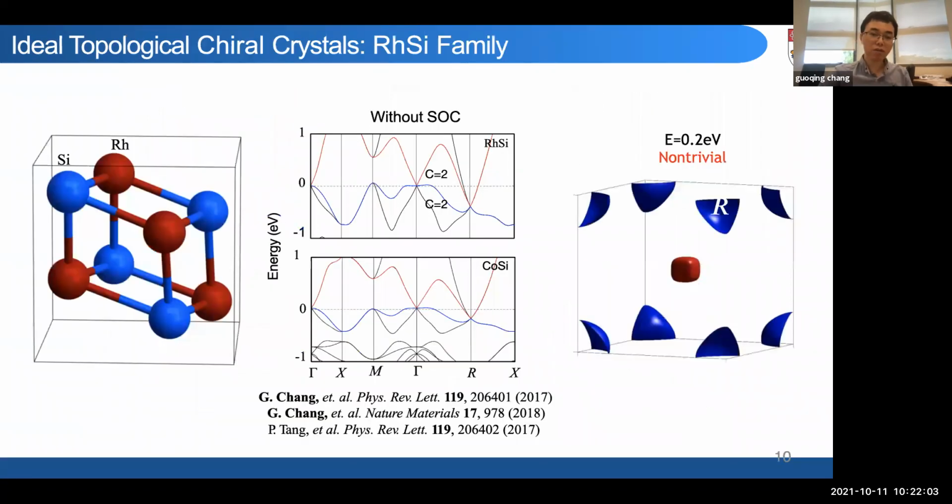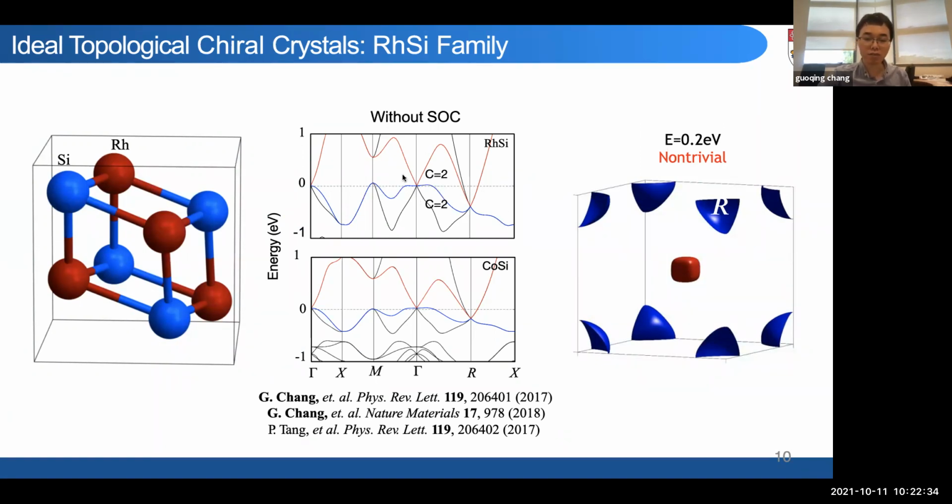Following this idea, we started finding material candidates to best realize our idea. So this RhSi family is the best material candidate we have found ever. It's a very simple two-component material. This is the crystal structure, which is chiral. And in the middle, I plot the band structure of RhSi and CoSi, where I ignore the spin-orbit coupling.